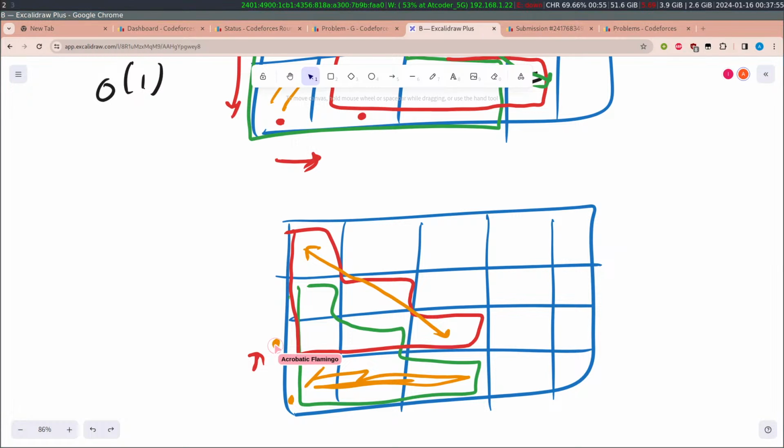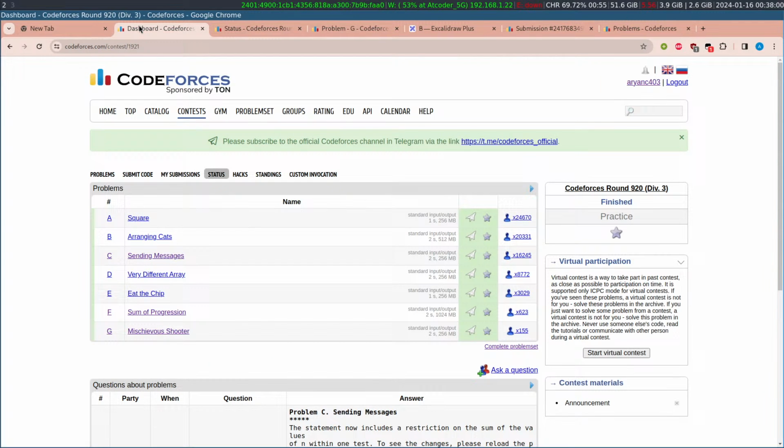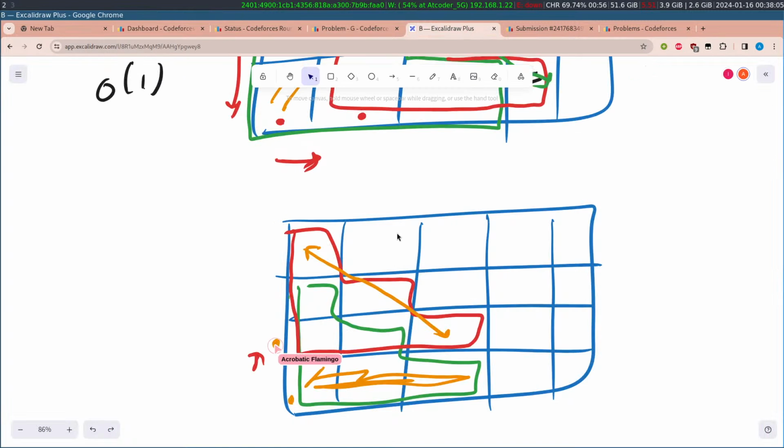Yeah, for 458 milliseconds with a time limit of 2 seconds, that should be fine. Itachi, I was telling you.